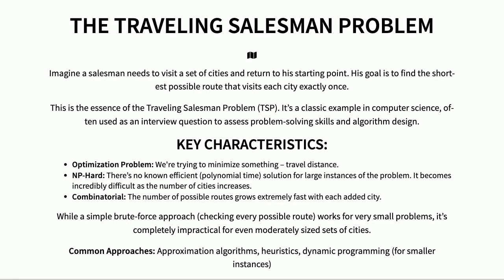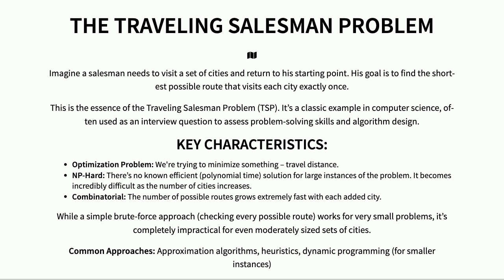Okay, let's talk about the traveling salesman problem, a really interesting one you often see in algorithm interviews. Think of it like this. You've got a salesman who needs to visit several cities and then head back home. The challenge is figuring out which route he takes to minimize his total travel distance. It's an optimization problem, meaning we want to find the best possible solution, the shortest route in this case.